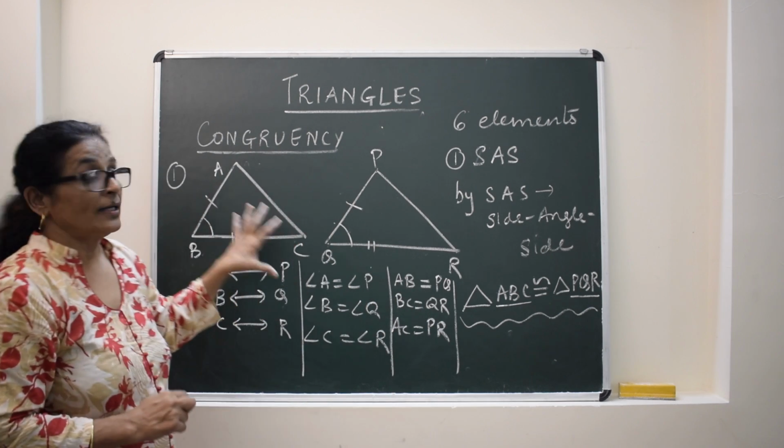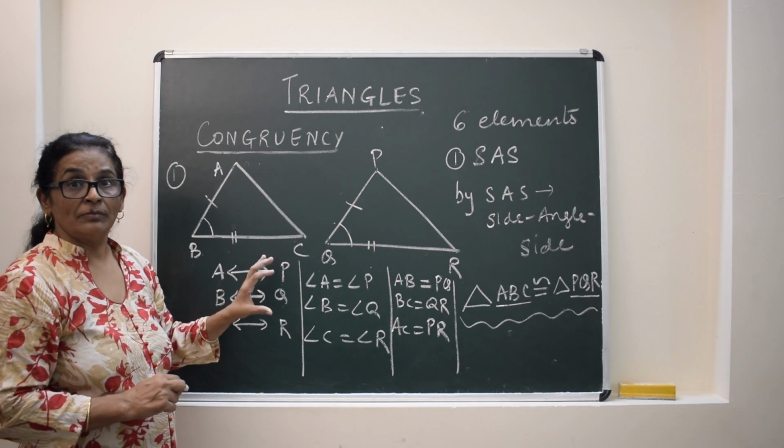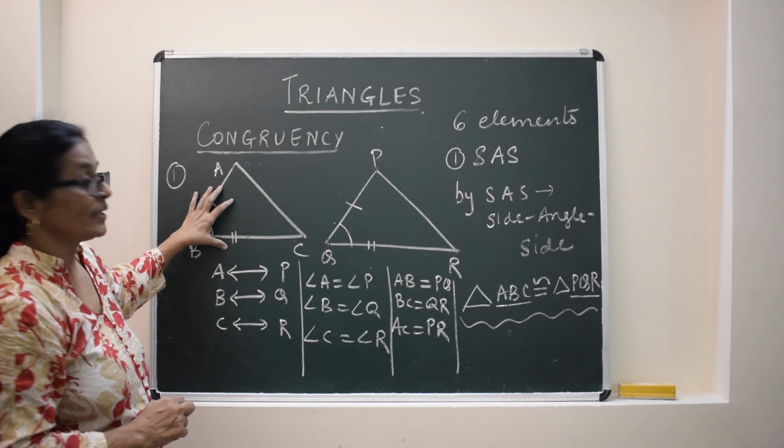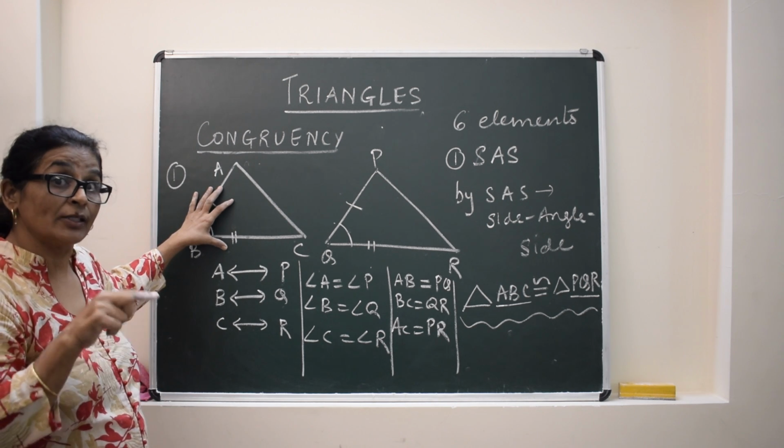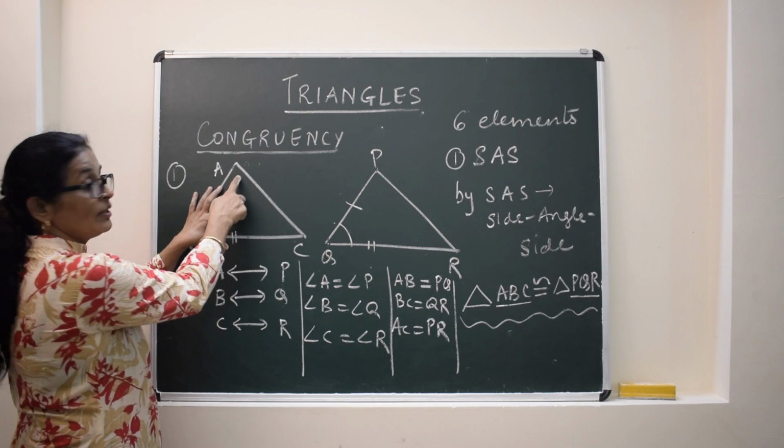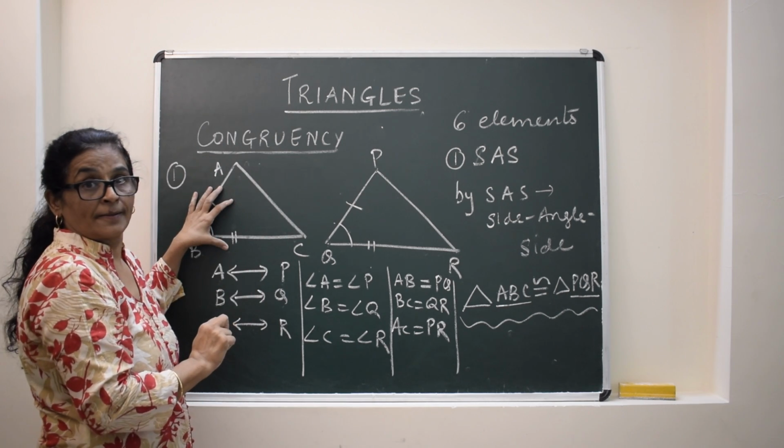So this is called SAS, axiom. It means when two sides of a triangle and the included angle. Very important is that included angle. If any other angle will be equal, it will not work.